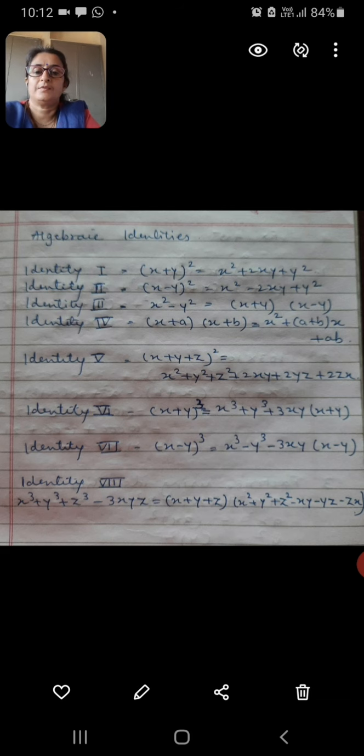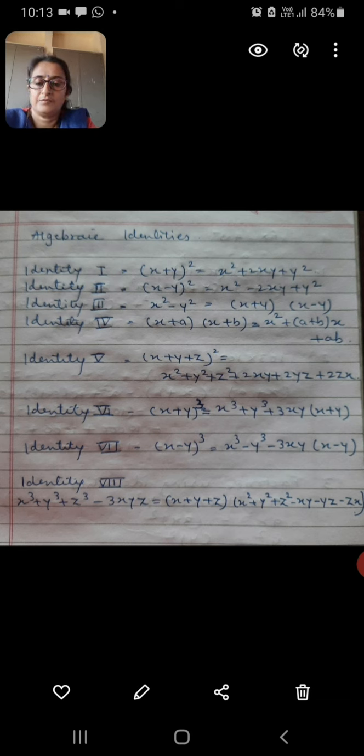The fifth identity is x plus y plus z the whole bracket square. Three terms squared is x square plus y square plus z square plus 2xy plus 2yz plus 2zx. The sixth identity is cube of x plus y. So it is x cube plus y cube plus 3xy into bracket x plus y. Seventh identity is x minus y the whole bracket cube. So x cube minus y cube minus 3xy in the bracket x minus y.